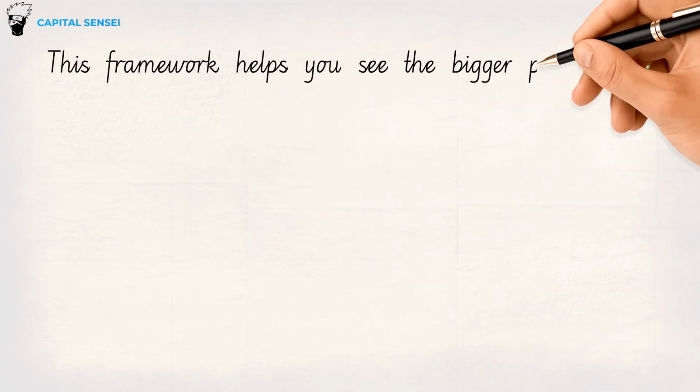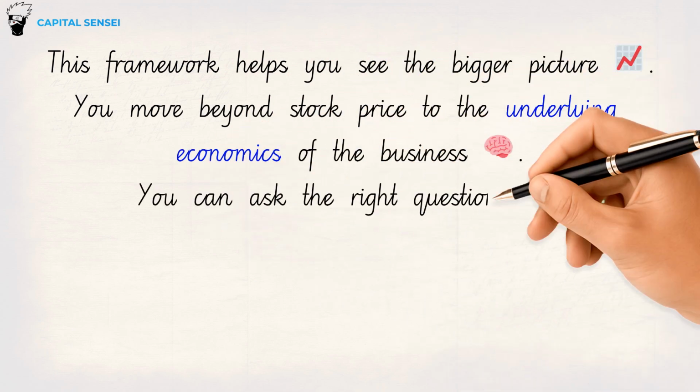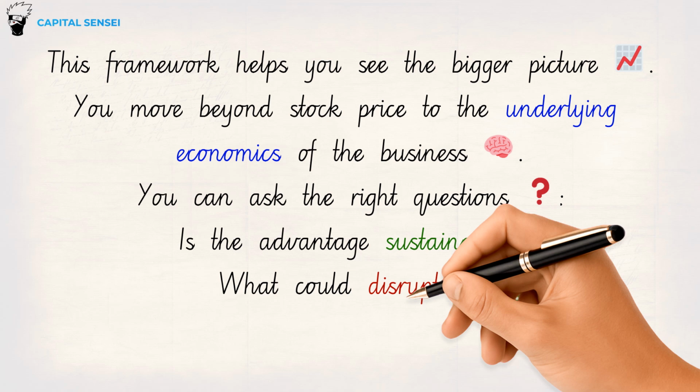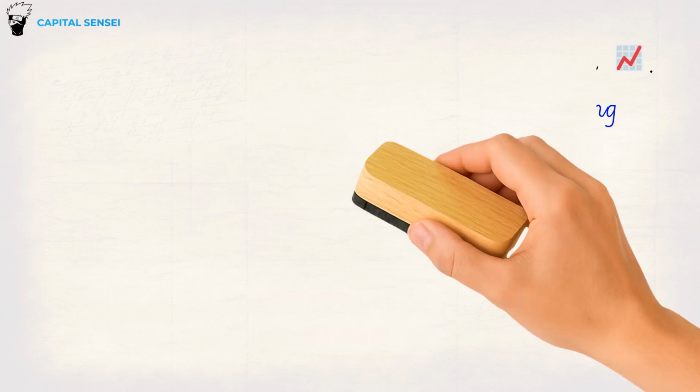By applying this framework, you move beyond just looking at a company's stock price or its recent earnings report. You start to understand the underlying economics of the business. You can ask the right questions. What is the source of this company's competitive advantage? Is that advantage sustainable? What could disrupt it? Could a new technology make the cost leader's advantage obsolete? Could a shift in consumer tastes make the differentiator's brand less relevant?